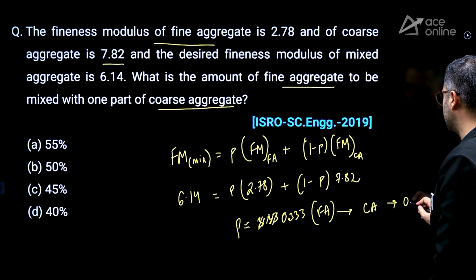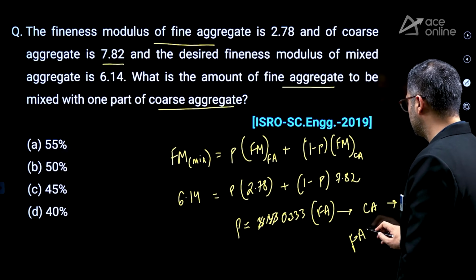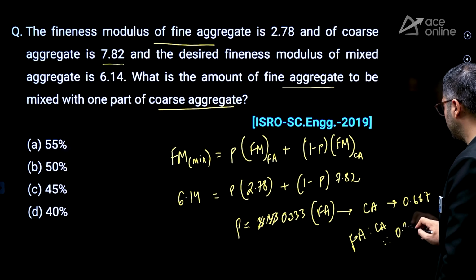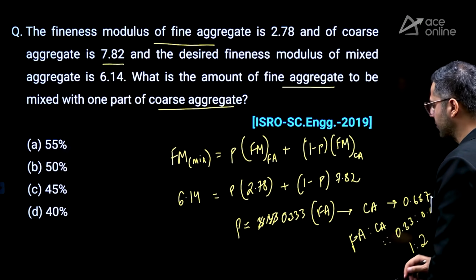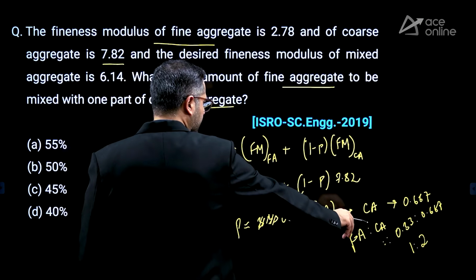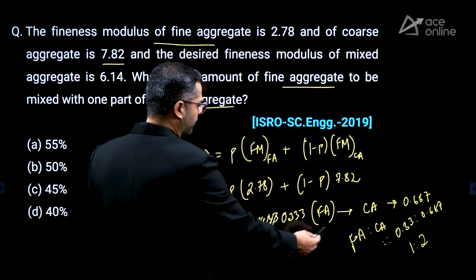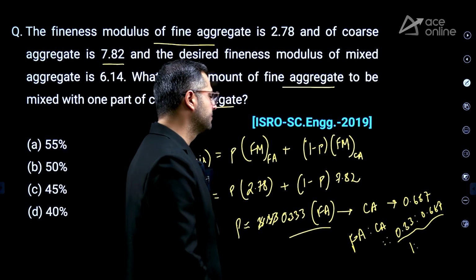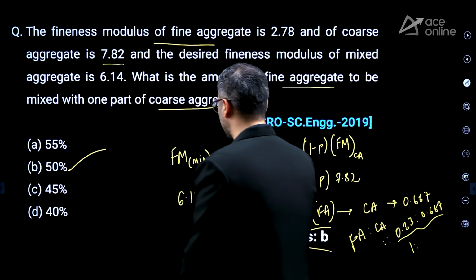So fine aggregate is in the proportion of 0.33 and coarse aggregate will be 1 minus P, so it will be 0.667, right? So the ratio of fine aggregate to coarse aggregate will be 0.33 is to 0.667. That means 1 is to 2, so 50% proportion will be there in this particular case. So 50% shall be the consideration. Answer would be B over here.